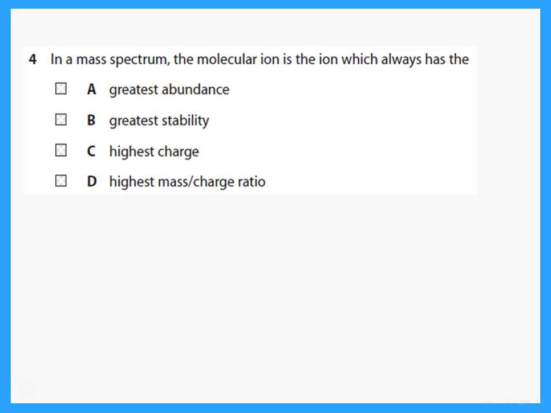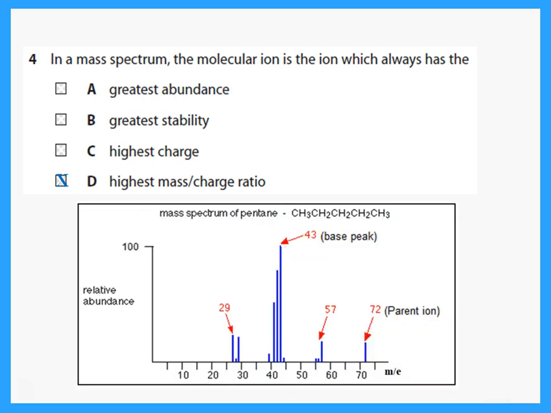Now, in a mass spectrum, the molecular ion is the ion which always has what? Remember the mass spectrum we did in Unit 1, but it also applies to Unit 2. So whatever you did in Unit 1, you should remember for Unit 2. The molecular ion peak is the one with the highest mass over charge ratio. For example, if this is a mass spec of pentane, then the molecular ion peak is the one with the highest mass over charge. That is what we call the parent ion, at 72 here, for example. This would be the molecular ion peak.